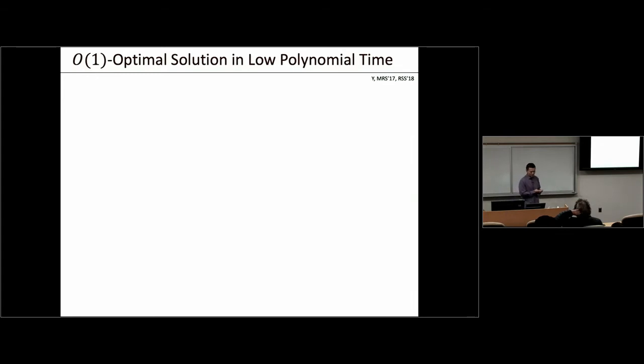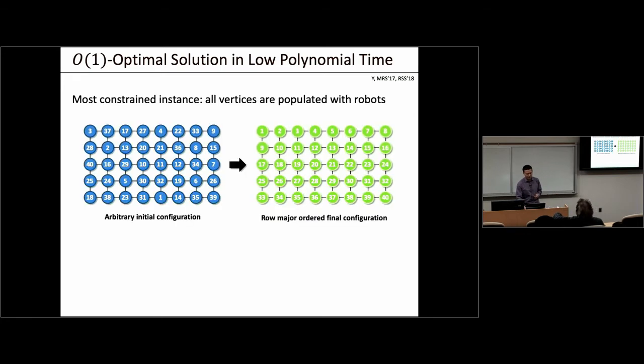This next work is something I did on my own and presented at RSS 18, where we actually solve a really constrained problem. We're working with a grid graph. This can be an arbitrarily large grid. We want to route all these robots. Each vertex has a robot on it. We want to route them from an arbitrary initial configuration to a row-major ordered final configuration. This, of course, means that you can go from any arbitrary start configuration to any goal configuration.